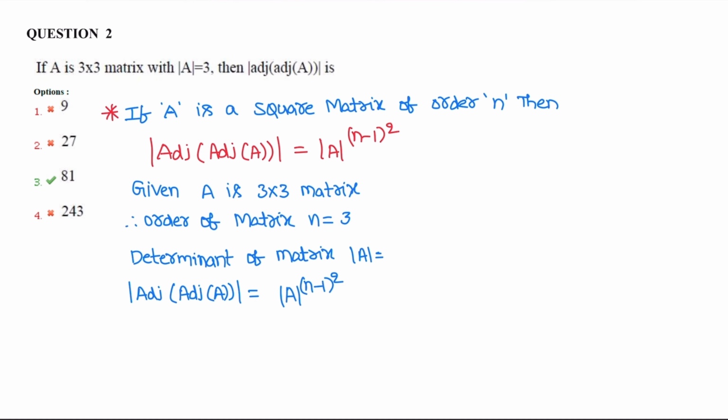Also given the determinant of the matrix is 3. Then adjoint A determinant is equal to mod determinant of A power n minus 1 whole square. That is, determinant of A is 3, n is the order of the matrix, minus 1 whole square, 3 minus 1 whole square, 3 power 2 square, that is 3 power 4. Answer is 81. Correct option is 3.